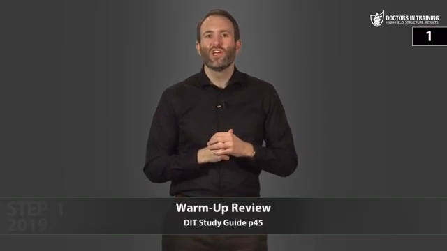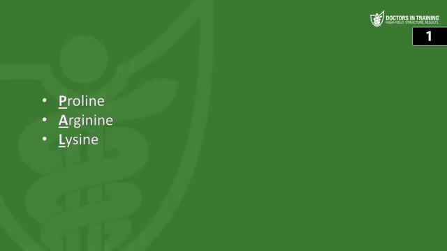It's time for another warm-up review. Let's get going. First question here, which amino acids are found in nuclear localization signals? The mnemonic here is going to be PAL, P-A-L, for proline, arginine, and lysine.